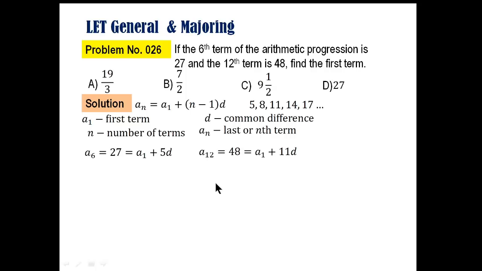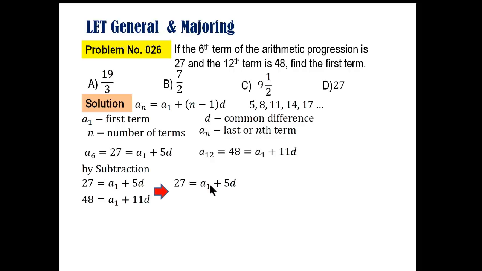Okay, so at this point, we will use subtraction to deal with these two equations. First we have 27 is equal to a sub 1 plus 5d. This is your first equation, and the second equation is 48 is equal to a sub 1 plus 11d. So we will do subtraction. 27 is equal to a sub 1 plus 5d, this is for our first equation.